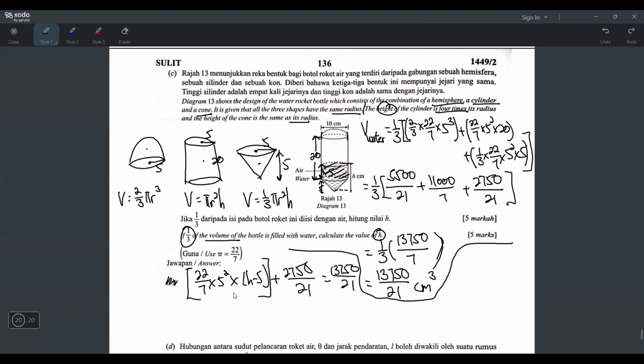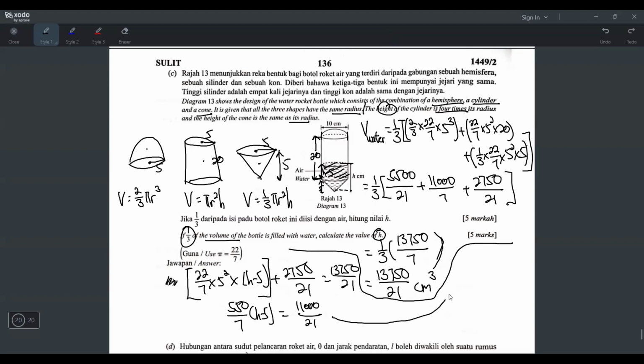Now I will use my calculator. First I will move this to the other side, so subtract first. I will press 13750 over 21 minus 2750 over 21. Okay, I got 11,000 over 21. And on the other side here is 22 over 7 times 5 square. So we press that times 5 square, which is 25, divide 7. Okay, I got 550 over 7. Then 550 over 7 times h minus 5.